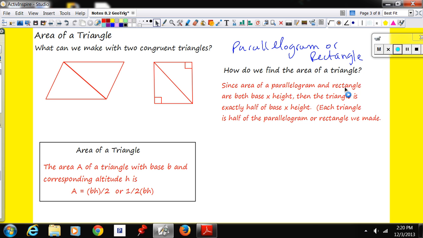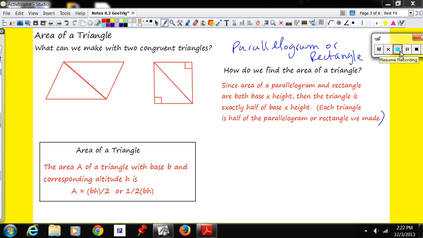The statement's basically saying that since the area of a parallelogram and rectangle are both base times height, then the triangle is exactly half of the base times height. So each triangle is half of the parallelogram or rectangle that we just made over there. So it's half of base times height. The area represents half of base times height.